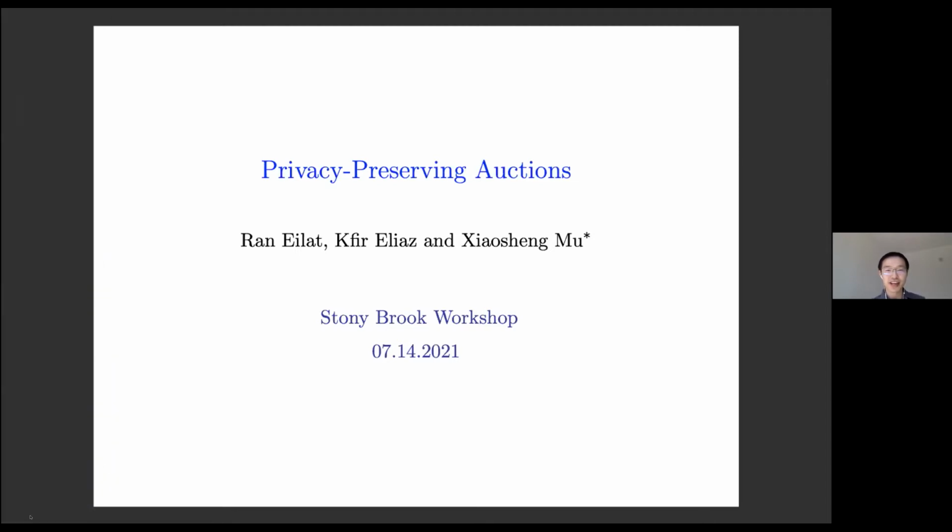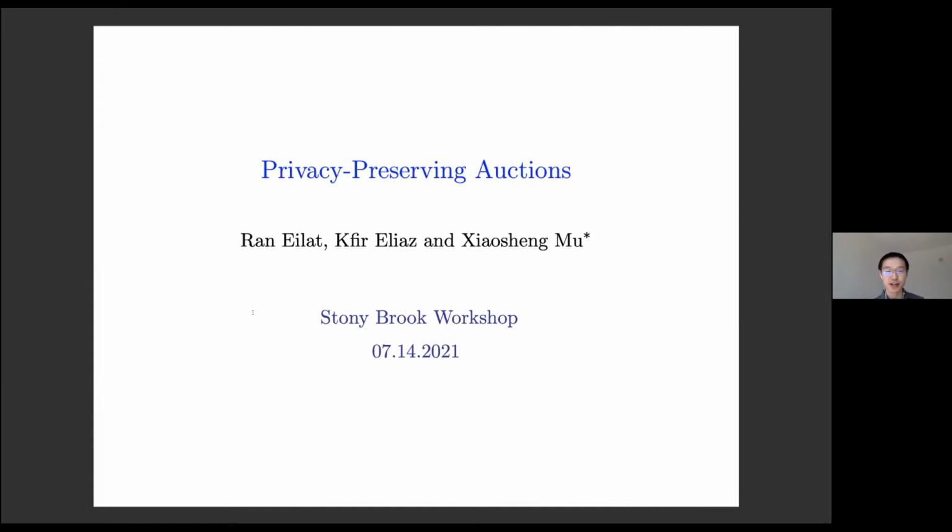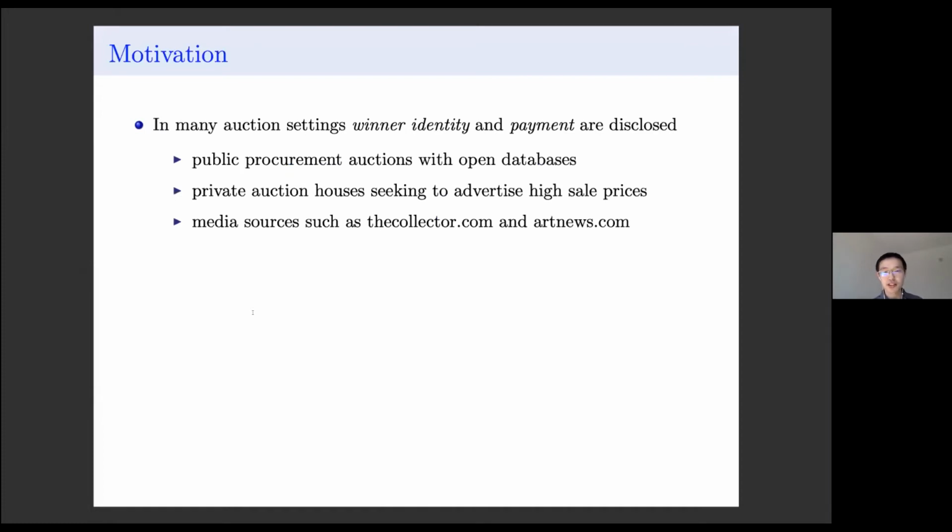Dirk has already set the stage for many concepts that I'll be talking about in this paper. We're going to be thinking about an auction setting. And what happens in many auction settings is that after the auction is carried out, the identity of the winning bidder and the actual payment will be disclosed to the public. This happens, for example, for public procurement auctions, where there's oftentimes an open online database where anybody can search for the past records. It also happens for some private auctions because private auction houses have the incentive to advertise their ability to achieve high sales prices.